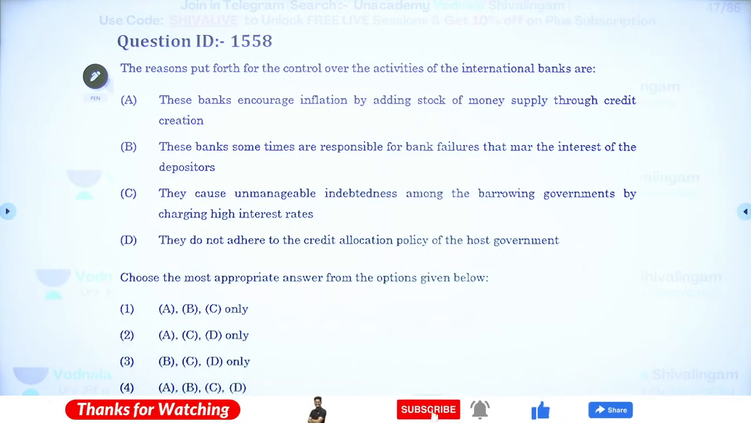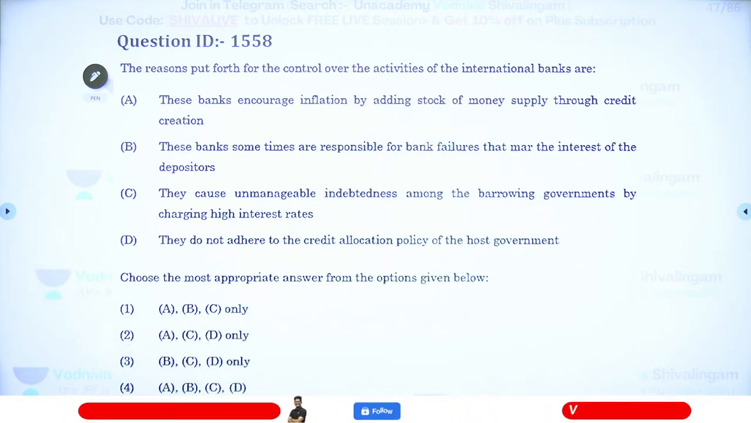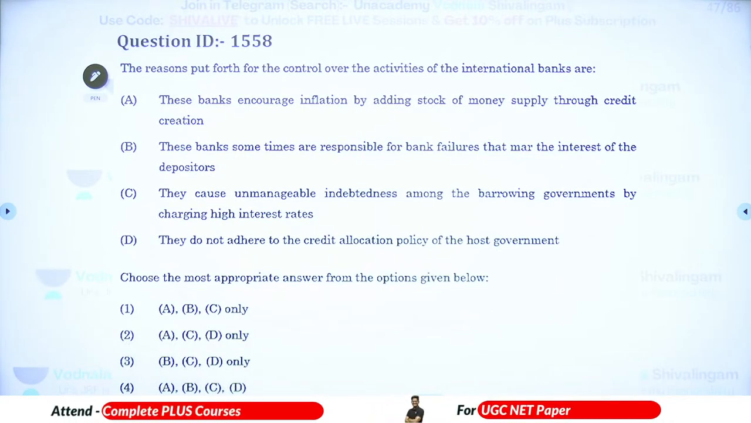The reasons put forth for the control over the activities of international banks are, this is a general question. Actually, this question is part of the banking and financial institution, but okay. As part of the lending operation, we can take it under the international business.